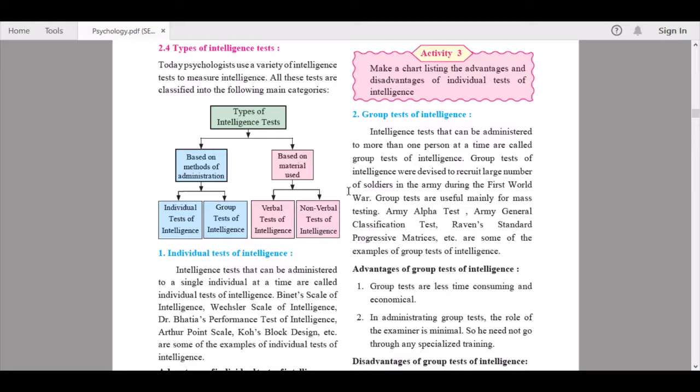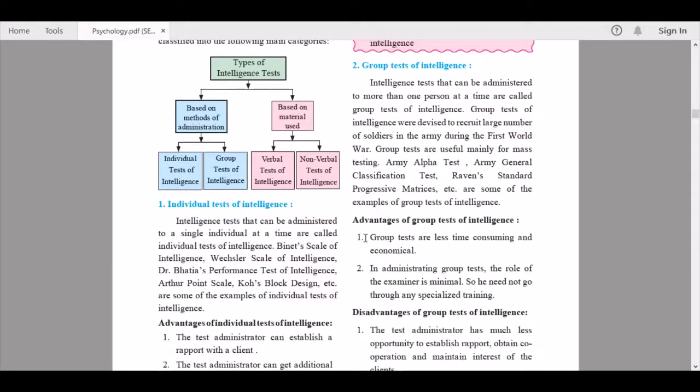The advantages and disadvantages have been given for group tests of intelligence. So let's discuss them. The first one of the advantages: group tests are less time consuming and economical, and this is profitable to the administrator. Second, in administering group tests, the role of the examiner is minimal, so he need not go through any specialized training.